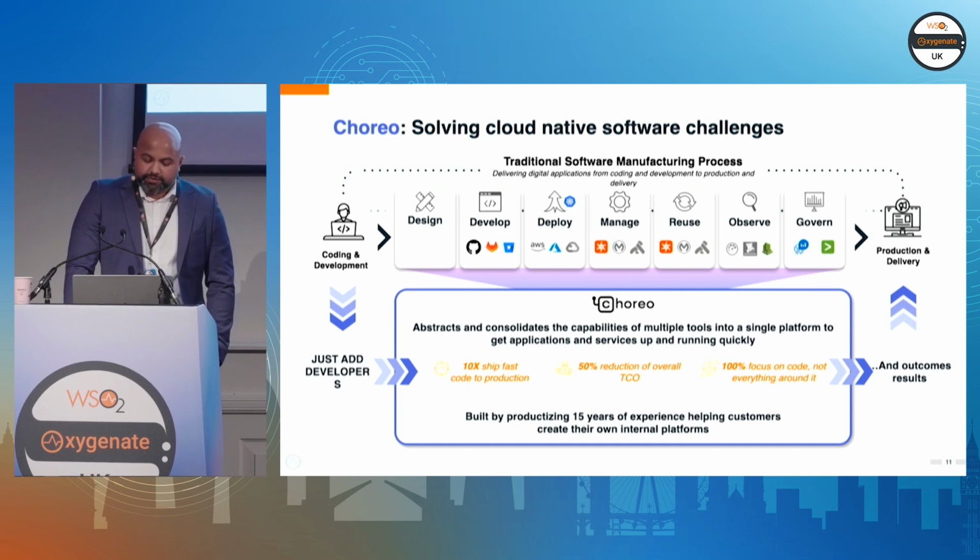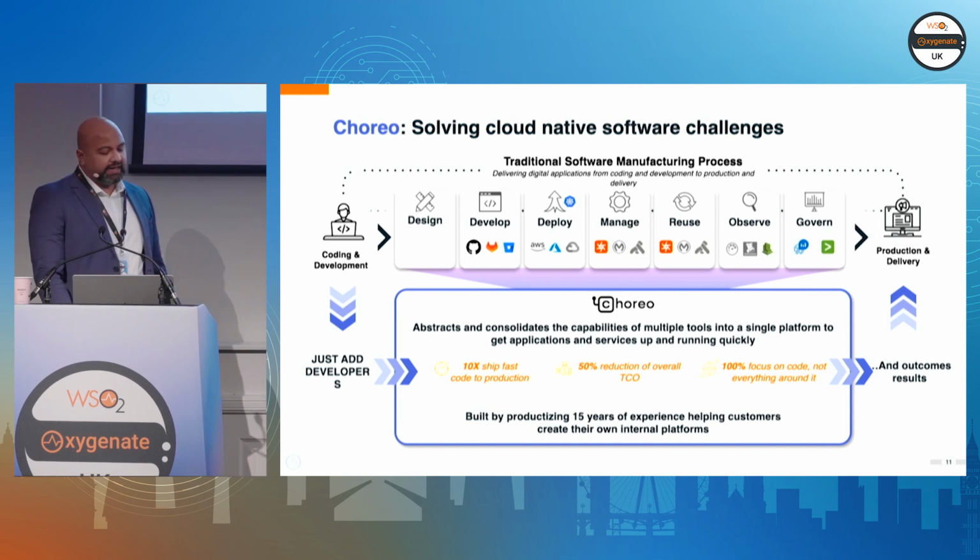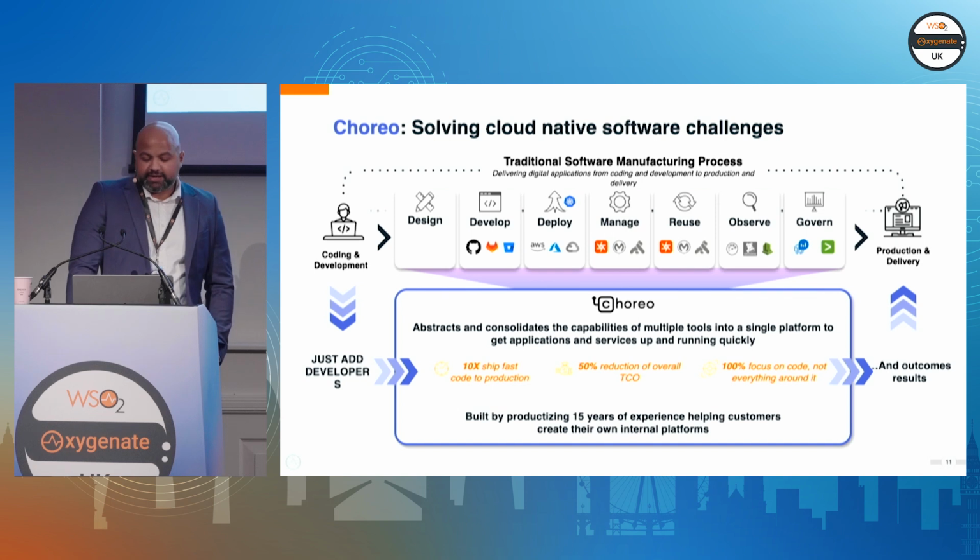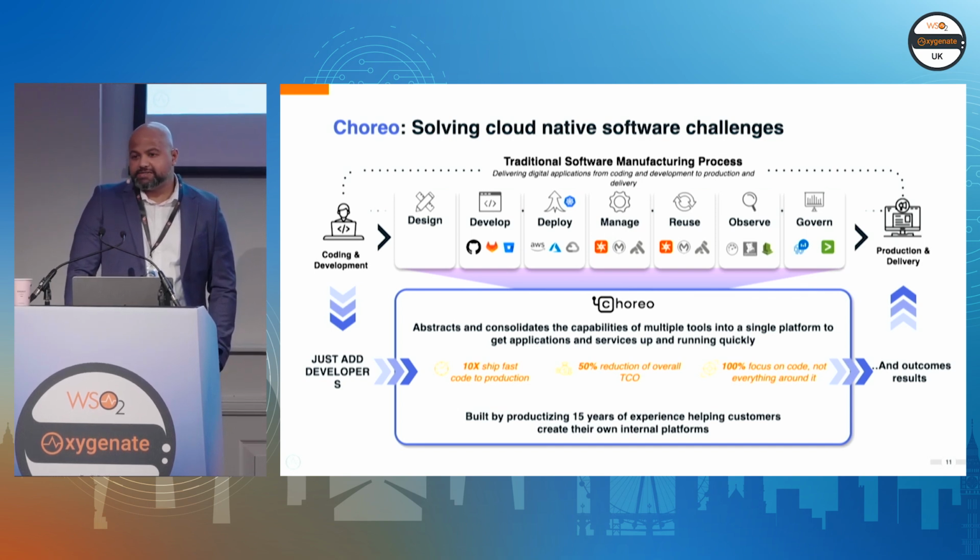So you can see there's a clear comparison between the traditional software manufacturing process and Choreo. During each step, there are certain technologies that you can use. So based on your experiences and findings, you will be choosing certain technologies under different stages. For development, deployment, management, observability, and governance, you will be using different technologies.